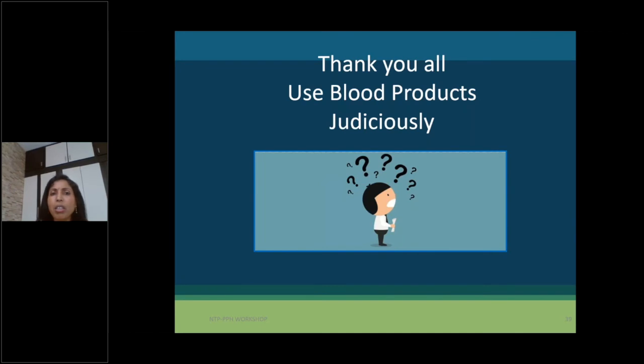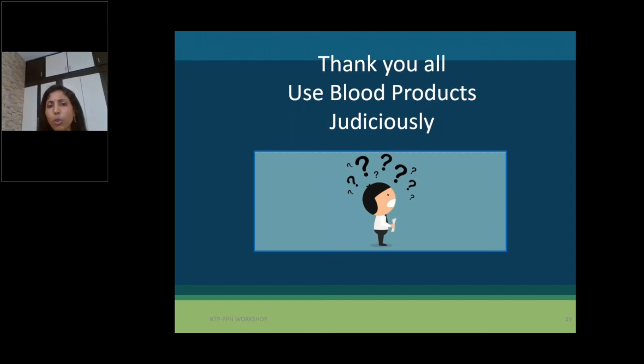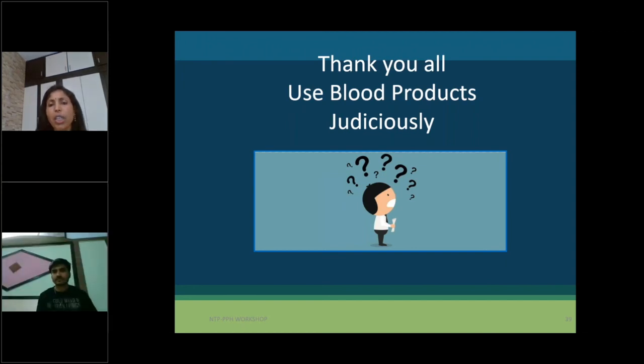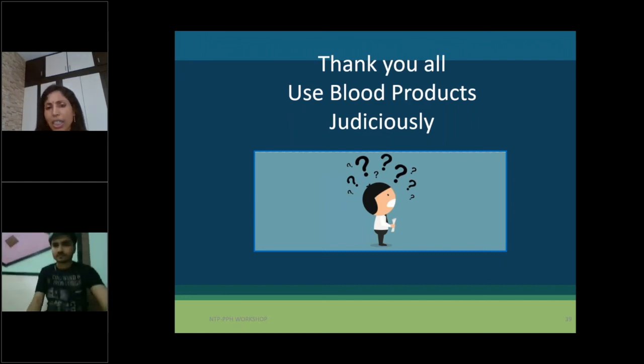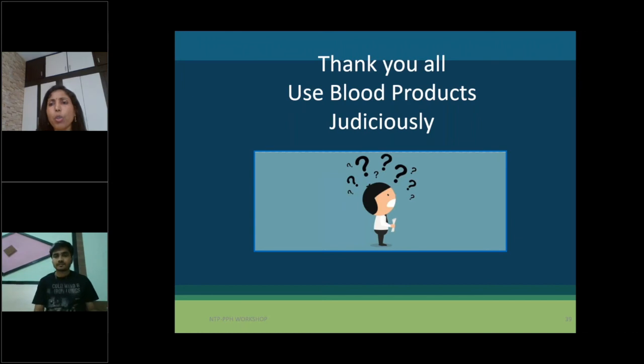The main message is that you have to use blood products judiciously. Definitely we have to use them wherever required, but we have to be careful that for every transfusion associated reaction, the physician is accountable. That is the reason why we have to choose the blood product wisely rather than going for whole blood transfusion. There are blood components available, so we have to go ahead with blood component therapy. Thank you. Happy to take questions.